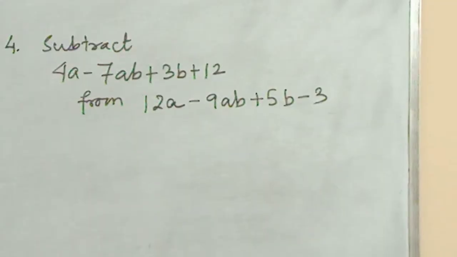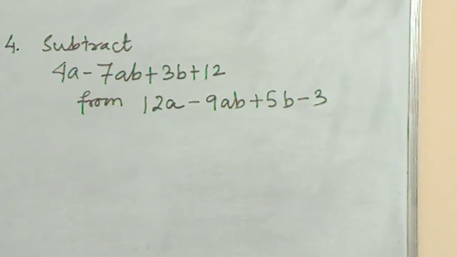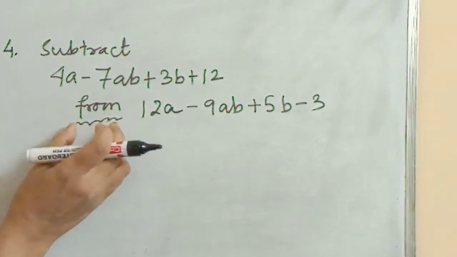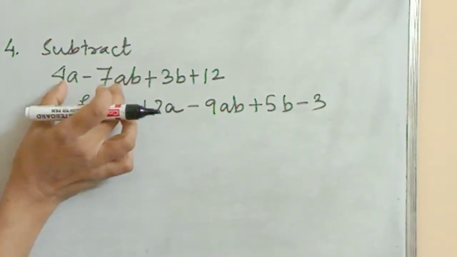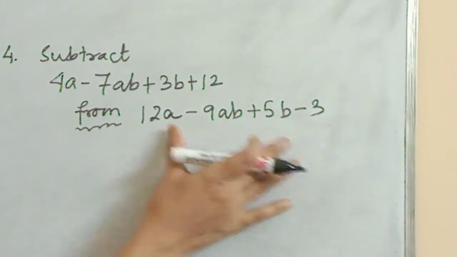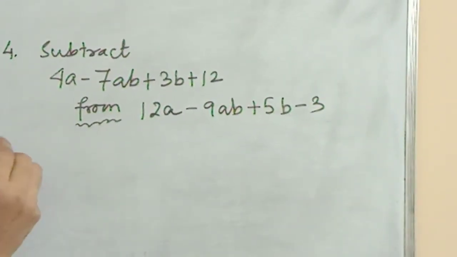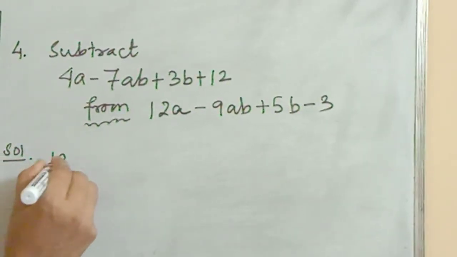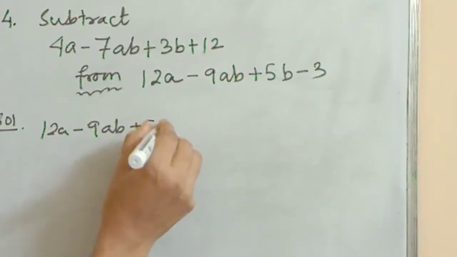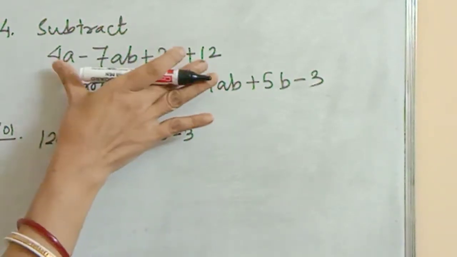Come to the next sum. Now subtract this term from this term. First of all, you have to concentrate on this word. From this term, you have to subtract this term. That means you have to write the from part in front, because from this expression you have to subtract this expression. So you will write this expression first. Solution: 12a minus 9ab plus 5b minus 3, and then you will subtract this expression.